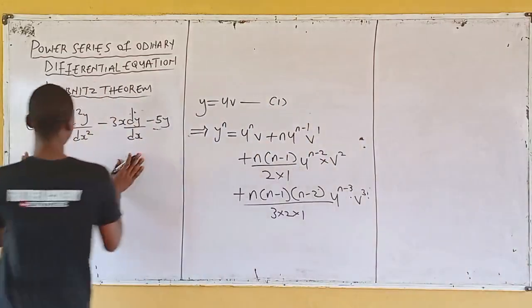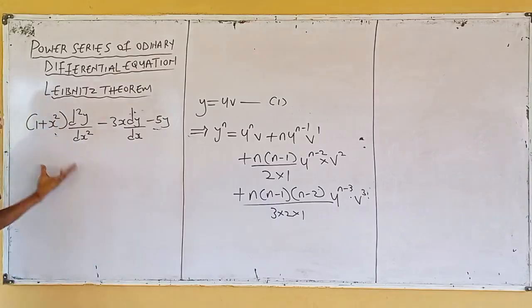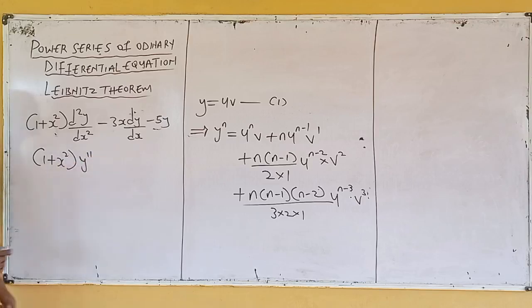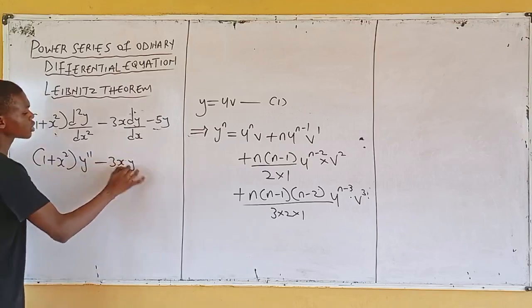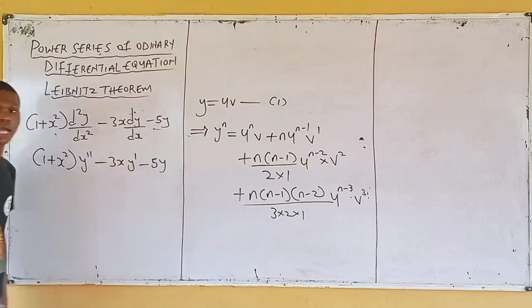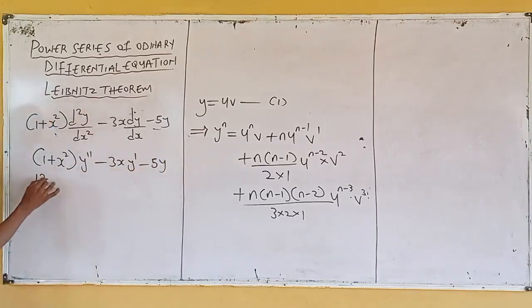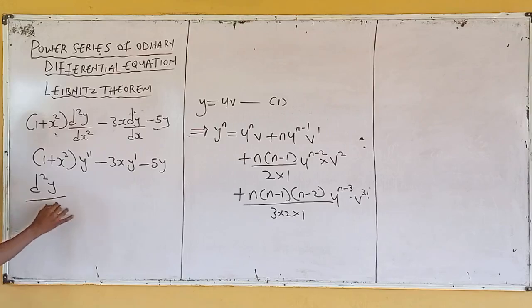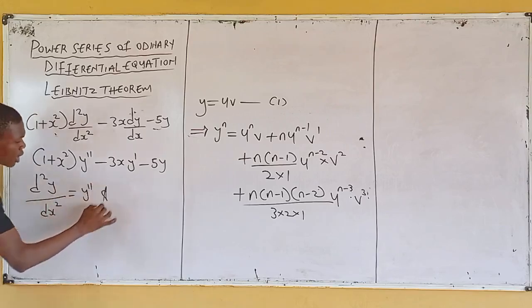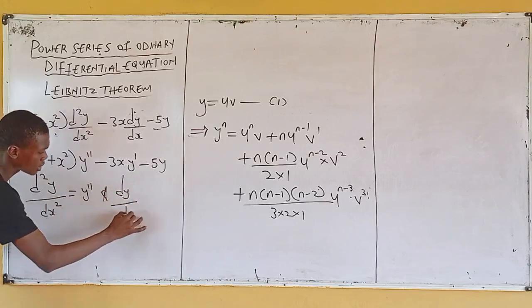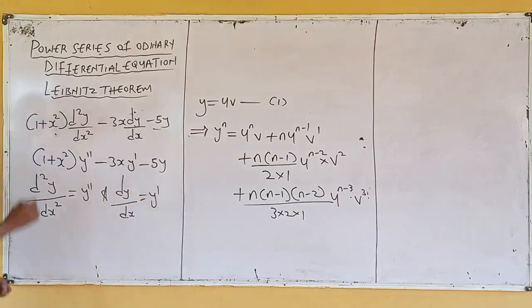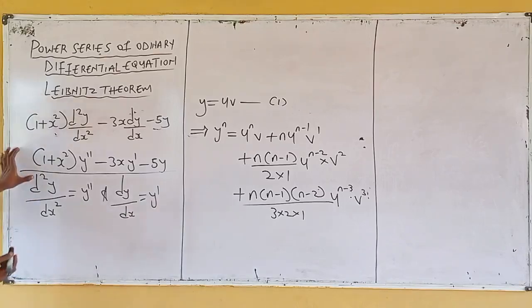Now, given this question, I can separate this question, right? You know, this is a differential equation. This differential equation, I can write it as (1 plus x squared) y double prime, negative 3x y prime minus 5y. Where d squared y over dx squared is equal to y double prime and dy over dx is equal to what? y prime. So that's what we did here. Meaning, given a differential equation, our first step is to write it in this manner.